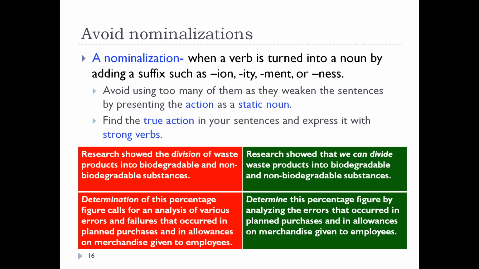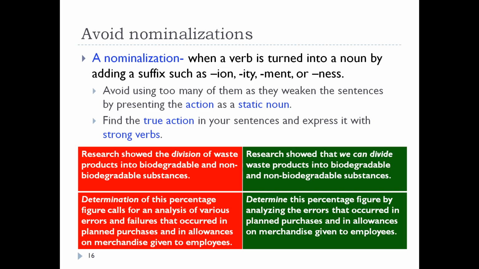with a weak sentence. So what you should do is find the true action in your sentences and express it with strong verbs. Look at these examples. For example, research showed the division of waste products into biodegradable and non-biodegradable substances. Now we do not have a strong verb here. Showed is the only verb here, but that is not the true action in your sentence. The true action is that waste products can be divided into biodegradable and non-biodegradable substances.